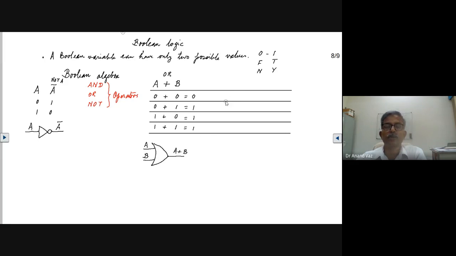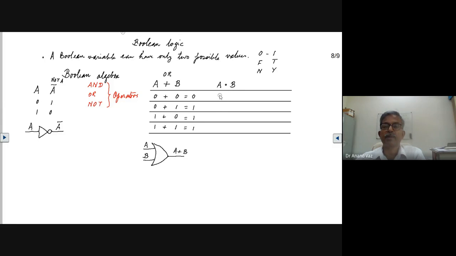Now we also have the AND gate. So we may have operations A and B, represented by this operator.